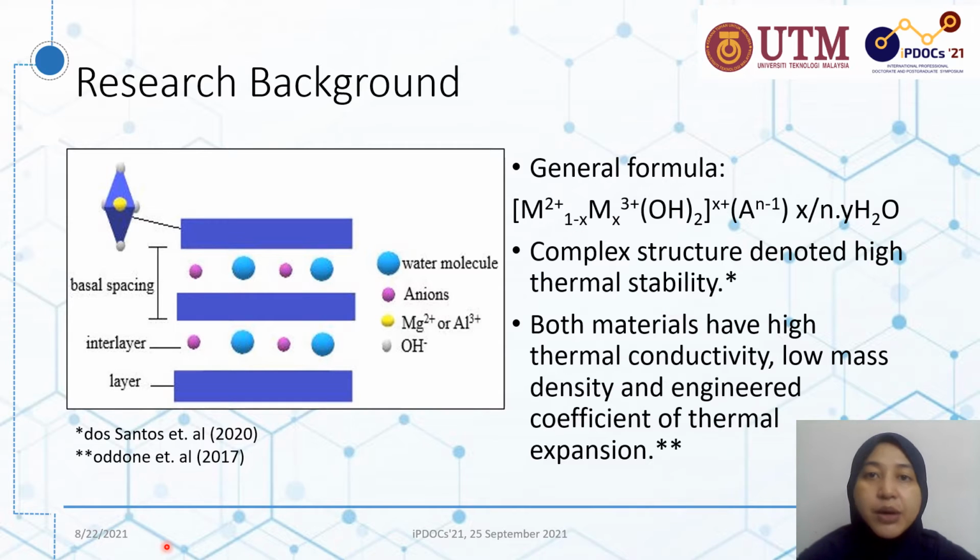This was studied by Dos Santos in 2020. In my study, I use magnesium as divalent and aluminium as trivalent. Why? Because these two materials are the most common and most abundant in the earth. At the same time, both materials have high thermal conductivity, low density, and engineered coefficient of thermal expansion.